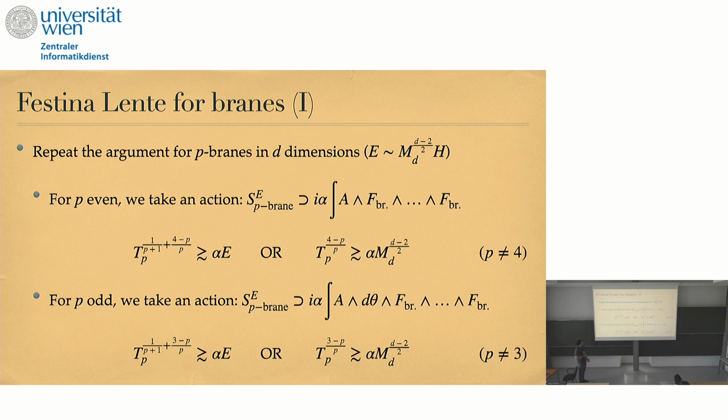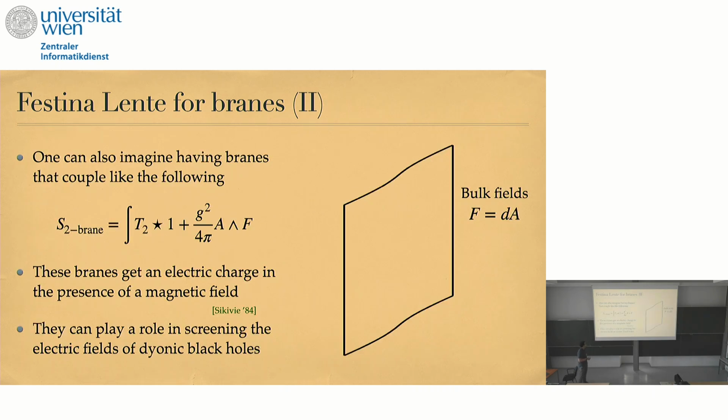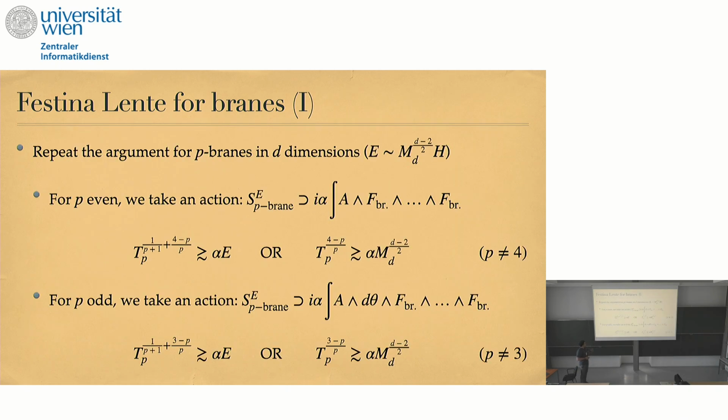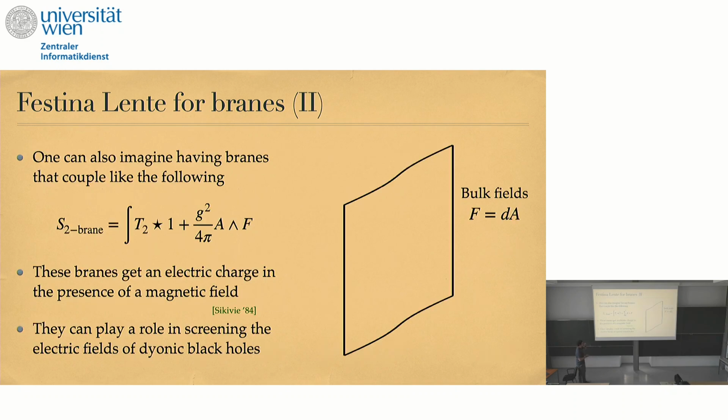These formulae, however, don't work for 3 branes and 4 branes. At some point, you have to invert this 4 minus p, and it shows up in the denominator, and so it doesn't work for p equal to 3 or 4. Okay. So this is the first. Okay. So then in 1 minute, I'll tell you very quickly about this.